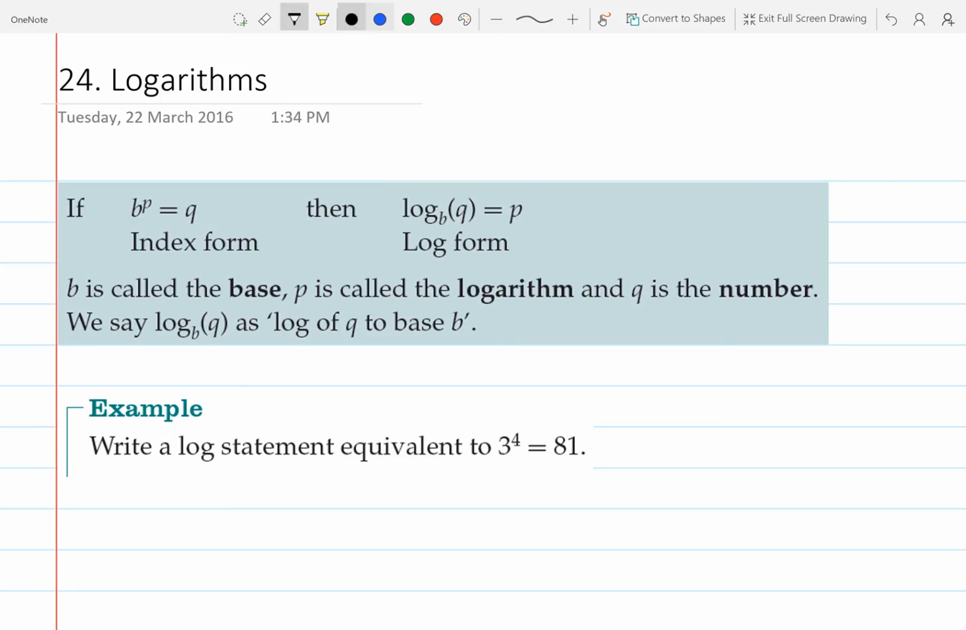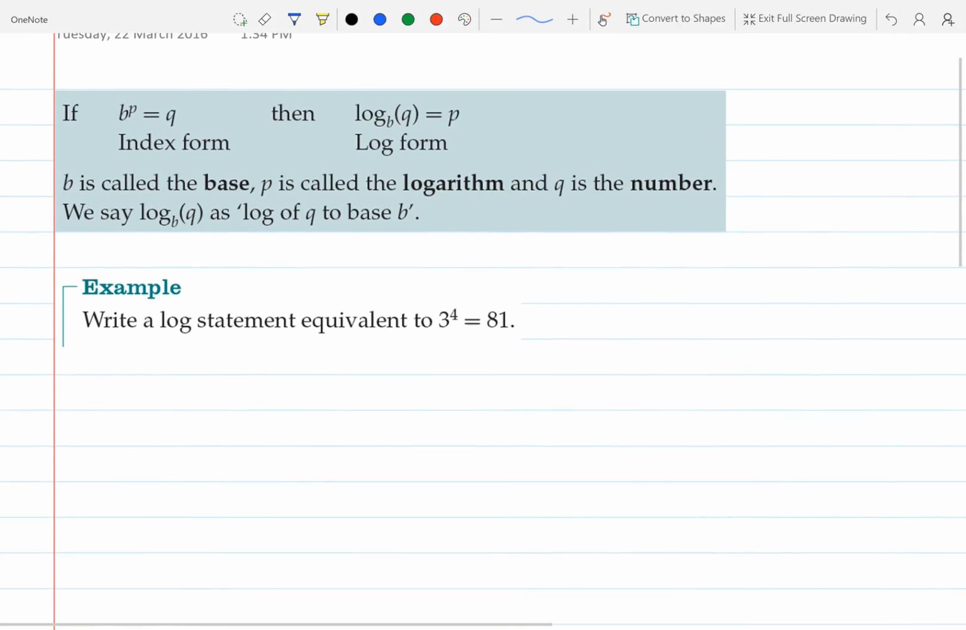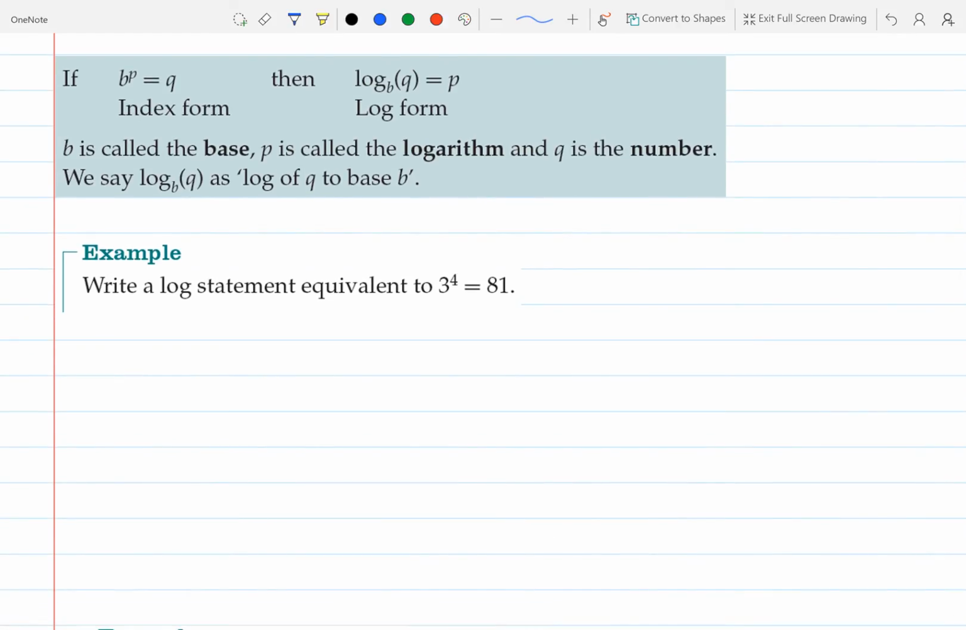So logarithms do become important as we move on through maths, and it'll become apparent how important they are as you do more problems that involve logarithms. But for now, we'll just look at applying these formulas and see how they work.